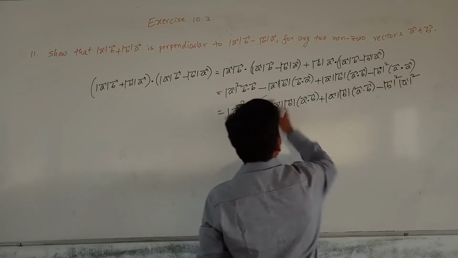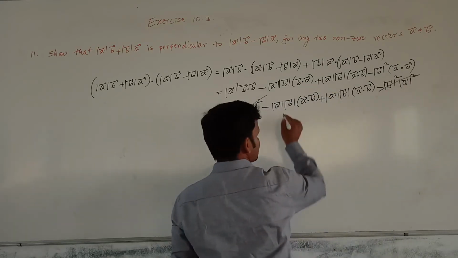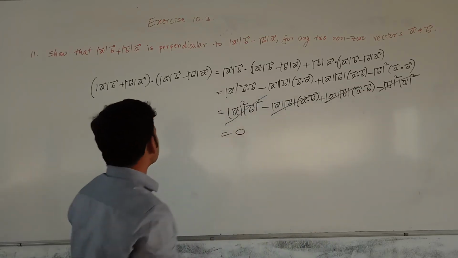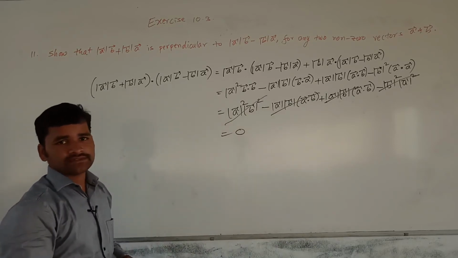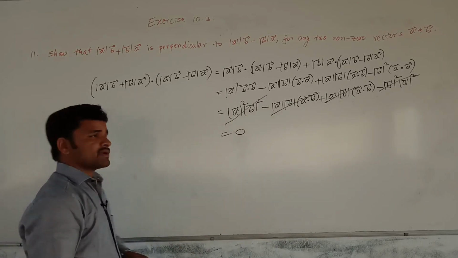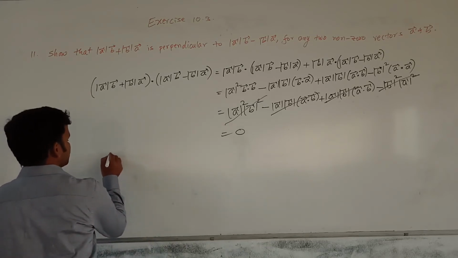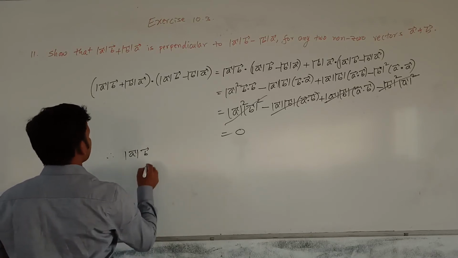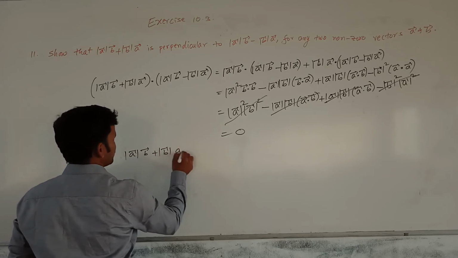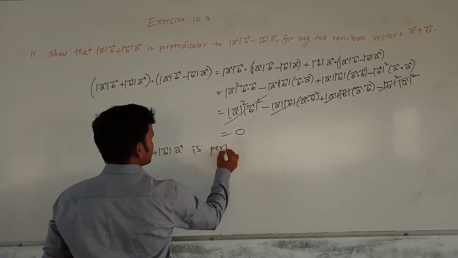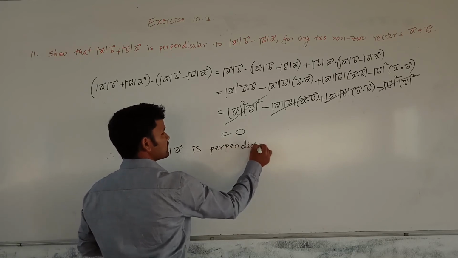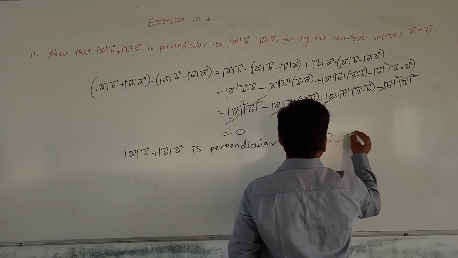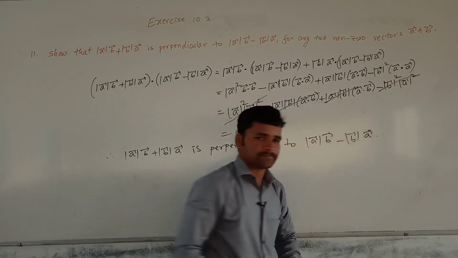Okay, A square into B square, A square into B square get cancelled out. Here same thing is there, here same thing is there. One is with minus, another one is with plus. They cancel. See, the dot product of these two vectors is 0, which means these two vectors are perpendicular to each other. Therefore, magnitude of vector A into vector B plus magnitude of vector B into vector A is perpendicular to magnitude of vector A into vector B minus magnitude of vector B into vector A.